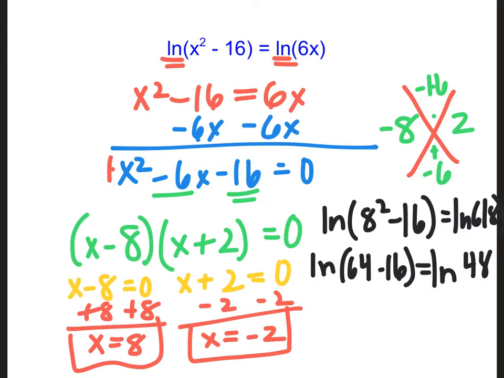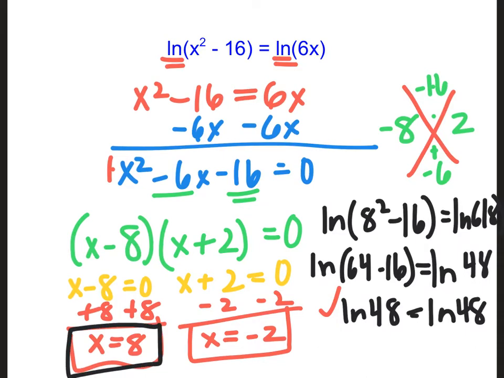Again, we're going to simplify 64 minus 16, and that gets me 48. So I have the natural log of 48 equals the natural log of 48. Now this is perfect because those two things are equal, so that one works. That means that x equals 8 is definitely a solution.